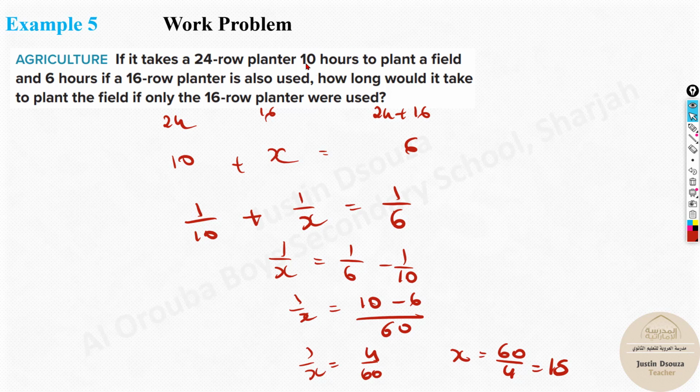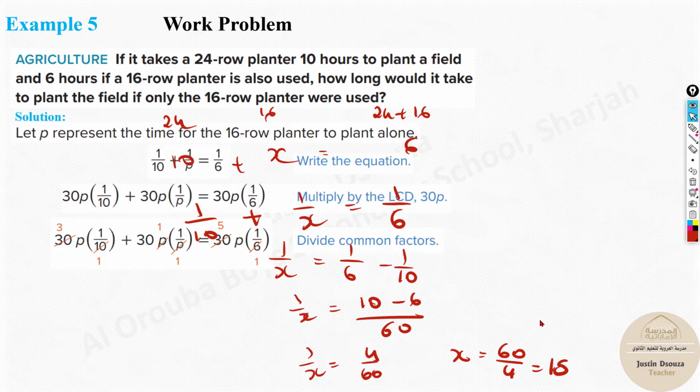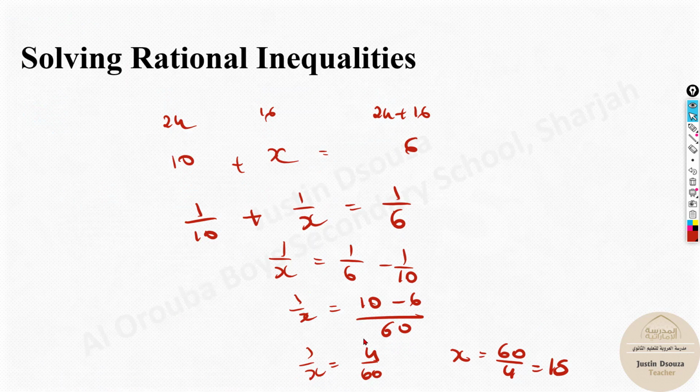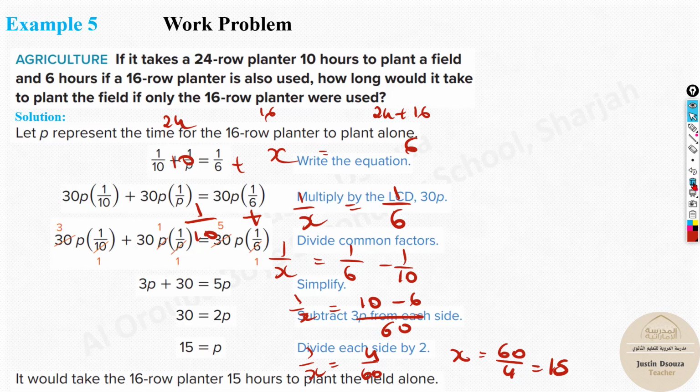And let's just understand this. Yes, that is true. Why? Because, sorry, it's 15 hours, okay? It is 10 hours for the 24 row planter. The 16 row planter is smaller than this, so it will take more hours. If we add both of these, it's 16 hours. So the relationship is almost true. Yes, it should be more than this, but not very much more. It should not be more than 6 as well. So it can't be more than 16, but it must be around there somewhere, right? And yeah, it makes sense. So let's just check the answer. Yes, it's 15. So it would take 15 hours for the 16 row planter to do it alone.